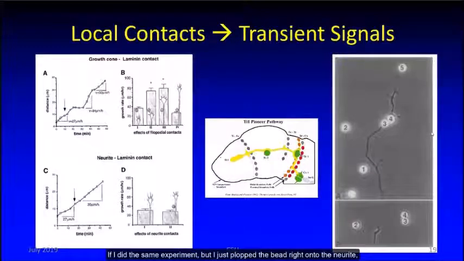If I did the same experiment, but I just placed the bead right onto the neurite, the growth never changed. Because the neurite doesn't have the receptors to understand and drive the motility machinery. It's really on the growth cone.